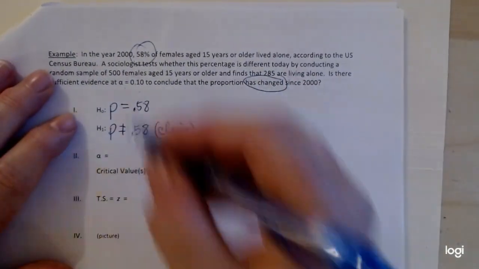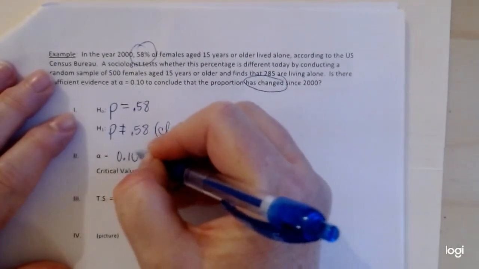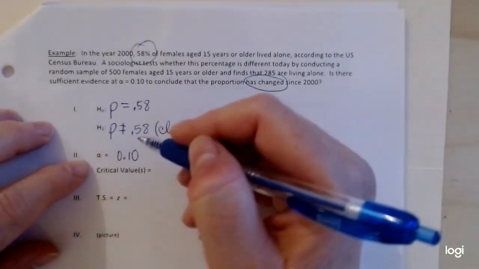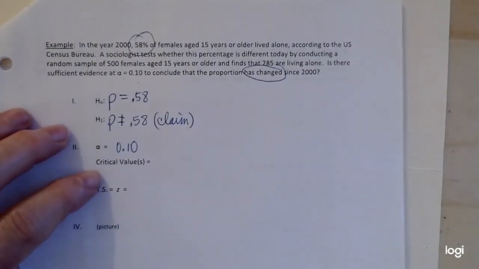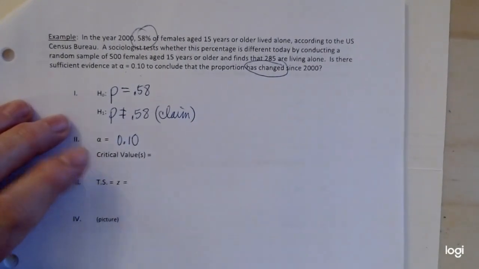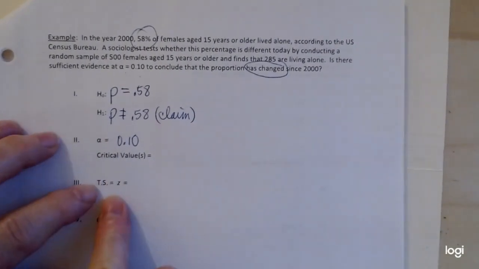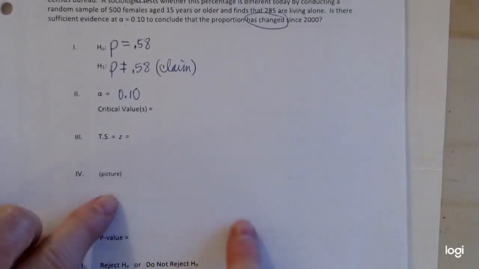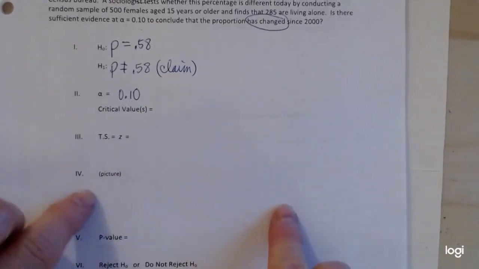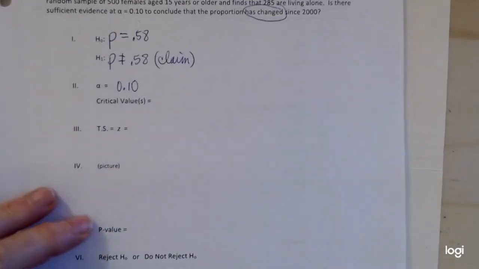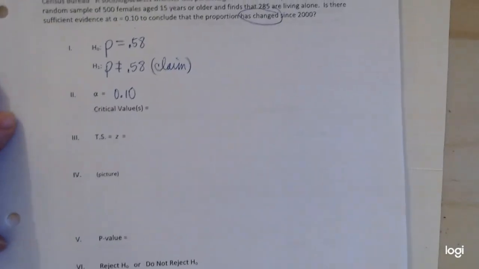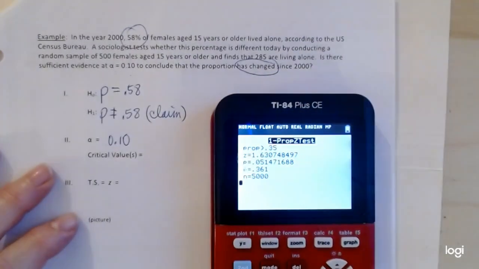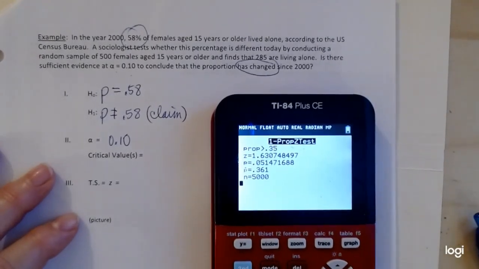Alpha is given in the problem as 0.10. And again, we're going to skip the critical value right now since we don't have access to that table easily right here. And the test statistic will be given in the problem. And we'll get a picture. This will be a two-tailed test, so we'll get a picture that has shading at both ends. And all of this other stuff will come when we work the problem.